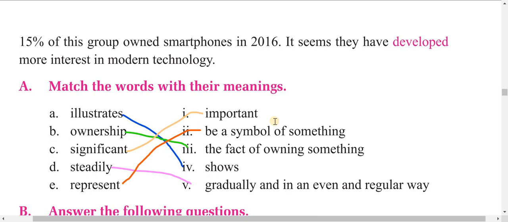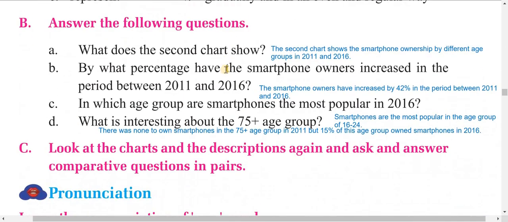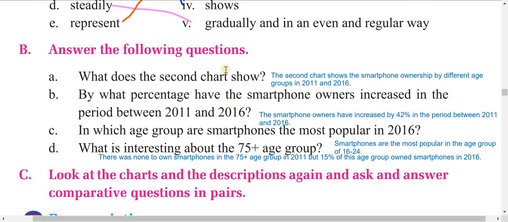यसरी के देखिन्छ भने मोडर्न टेक्नोलोजी, आधुनिक प्रविधिप्रति सबैको इन्ट्रेस्ट बढ्दो देखिएको छ। Now dear students, let's match the words with their meanings. Illustrates means shows with examples. Ownership means the fact of owning something, the fact of having something. केही लिने कुरा ओनरसिप हुन्छ। Significant means important, महत्त्वपूर्ण। Steadily means gradually and in an even and regular way. Represent means be a symbol of something.